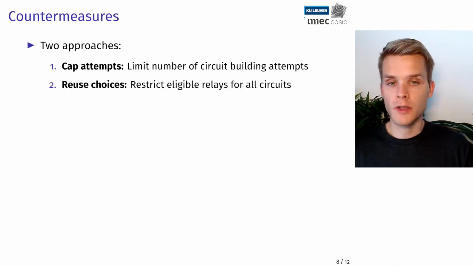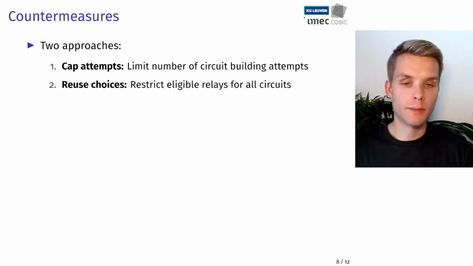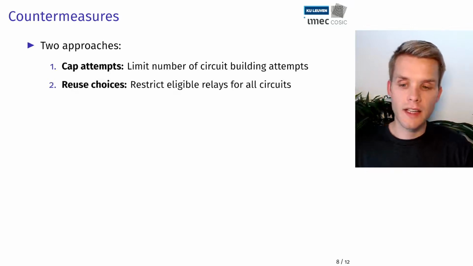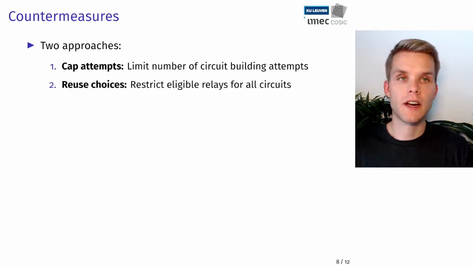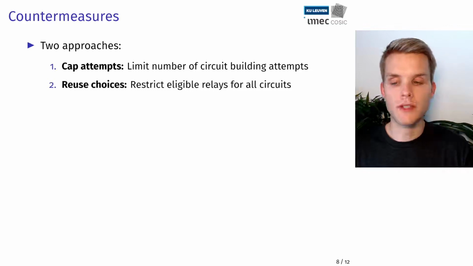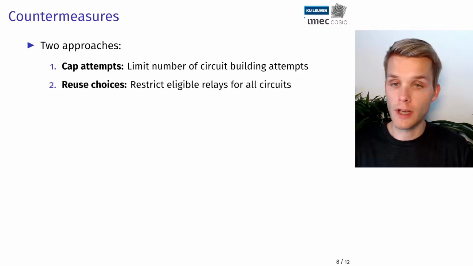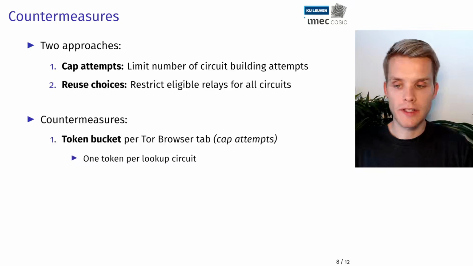In terms of countermeasures, we consider two approaches to mitigate the impact of our attack. The first one tries to limit the number of circuit building attempts that clients can do before being regulated or throttled. So this is an approach to cap the number of attempts. And the second approach tries to rather restrict the set of relays that are eligible for a particular position on those circuits. So this goes towards reusing prior made choices for future attempts. And these map nicely onto our countermeasures that I'm showing here on the slides.